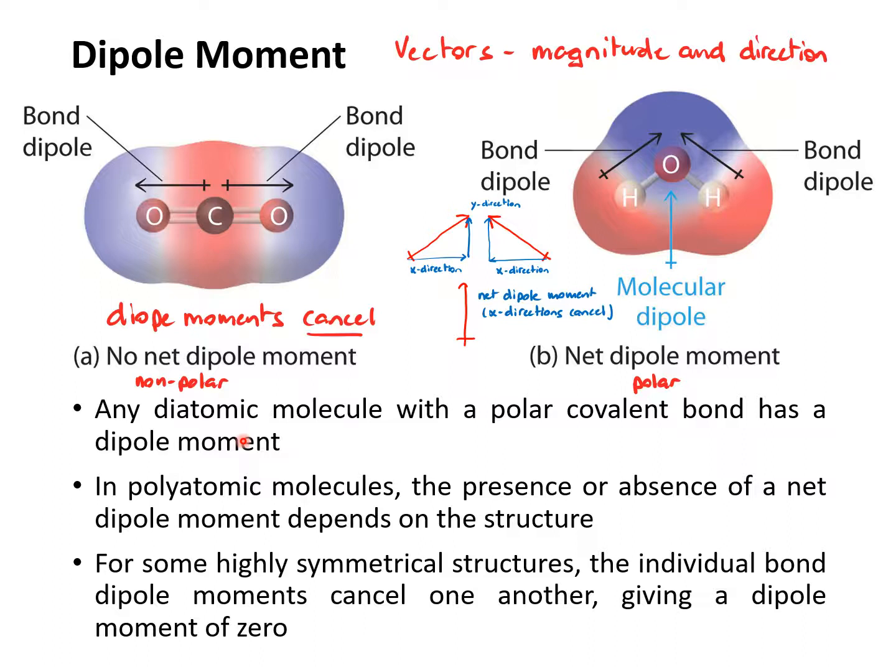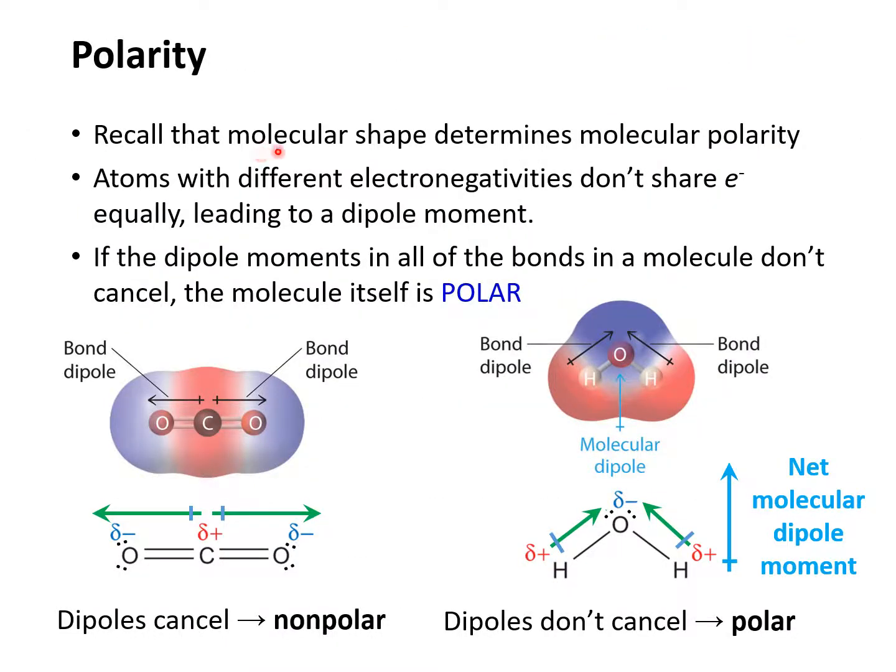Now, in summary, diatomic molecules with polar covalent bonds have a dipole moment and are therefore polar. However, in polyatomic molecules, the presence or absence of a dipole moment depends on the structure of the molecule. For molecules that are very symmetrical, the individual dipole moments can cancel each other, giving a net dipole moment of 0.